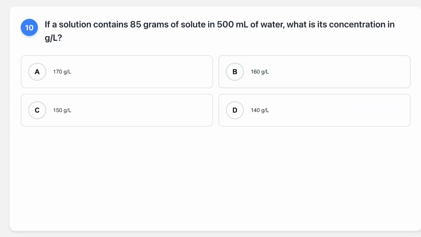Question. If a solution contains 85 grams of solute and 500 milliliters of water, what is its concentration in g/L? Option A. 170 g/L. Option B. 160 g/L. Option C. 150 g/L. Option D. 140 g/L.